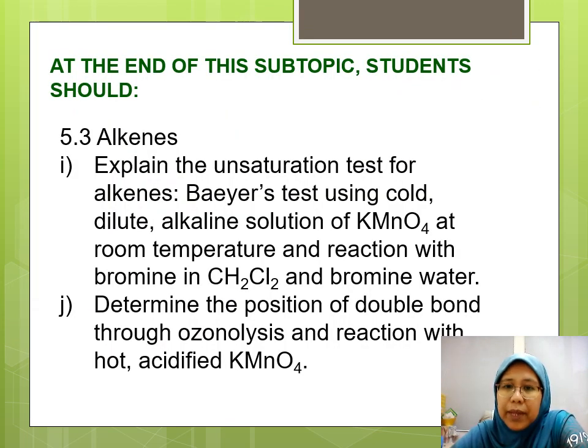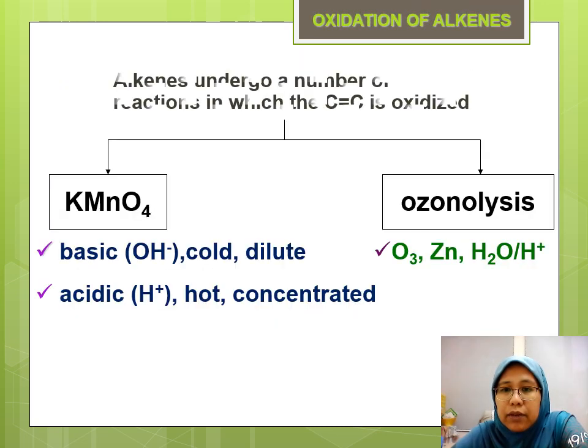Today we are going to explain the unsaturation test for alkenes, which is called Bayer's test, whereby alkene is going to be treated with cold dilute alkaline solution of potassium permanganate at room temperature. Then we're going to determine the position of double bond through ozonolysis and reactions of alkene with hot acidified potassium permanganate. Now, oxidation for alkene is divided into three reactions.